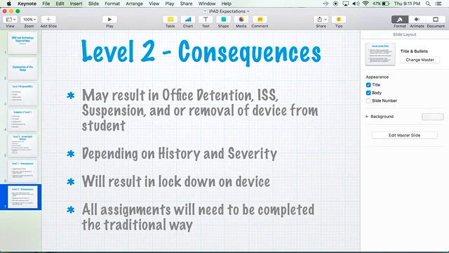Okay, that's it for the consequences and the level one, level two. I hope this was informative, and I hope if you do get a violation and they let you know it's level one or level two, you know what we're talking about.